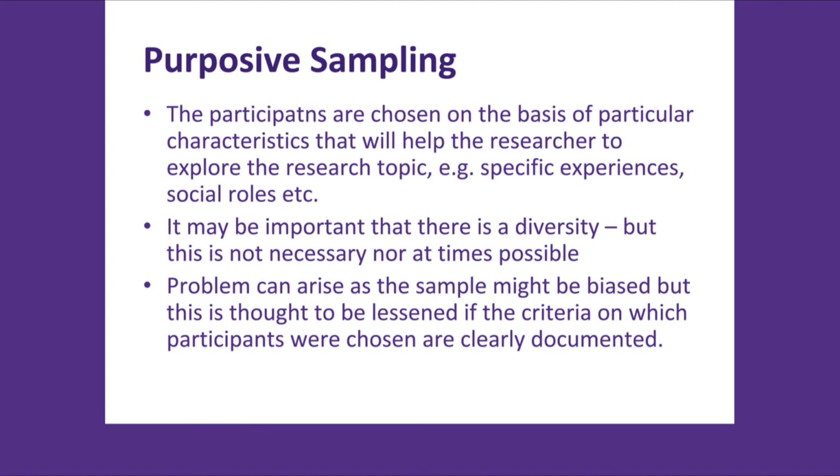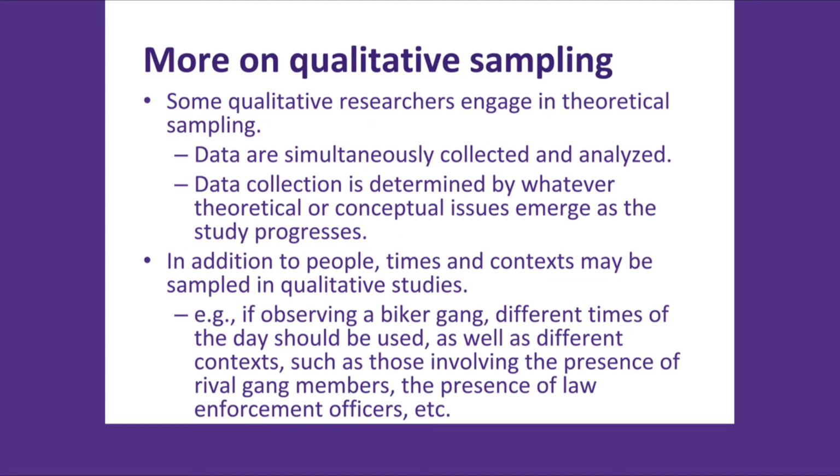Problems that can arise is a sample that might be biased, but this is thought to be lessened if the criteria on which participants are selected is properly vetted. Some more things on qualitative sampling. We have to look at data scientists have collected and analyzed. Data collection is determined by whatever theoretical or conceptual issues emerge as the study progresses. And in addition to that, people and contexts may be sampled in qualitative studies that are very unique and very different. And that's why a lot of people like to use some of this qualitative sampling, even though it doesn't provide the confidence of probability sampling.